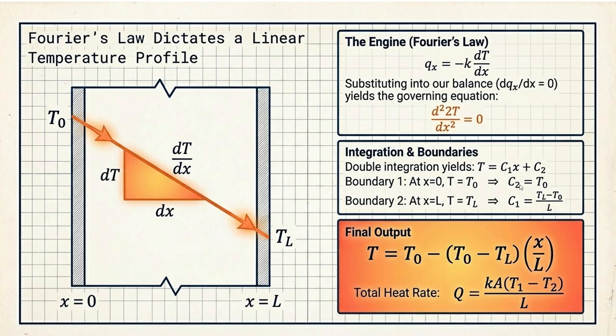Now substitute C2 equals T naught in this equation. Now at x equals L, we know T equals TL. So TL equals C1 into L plus T naught. C1 will be equal to TL minus T naught by L. That's written here. Substituting C2 and C1 back in this equation, we'll get our final output. T equals T naught minus TL into x by L.